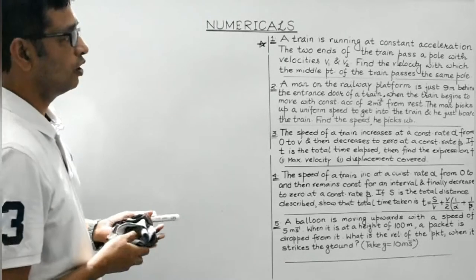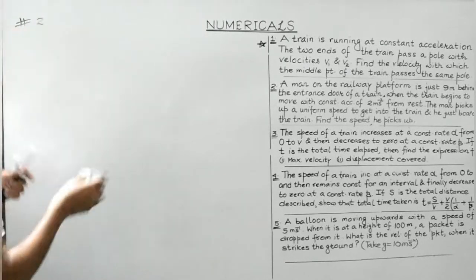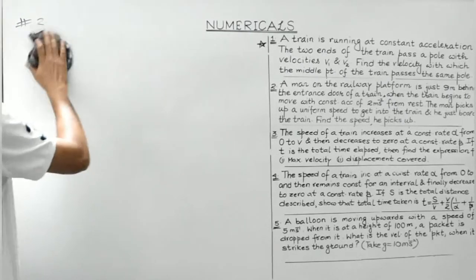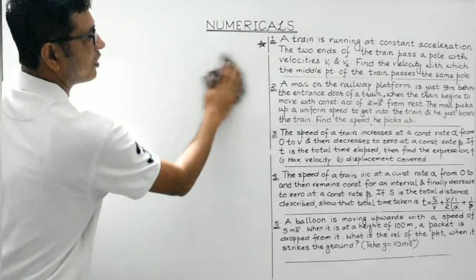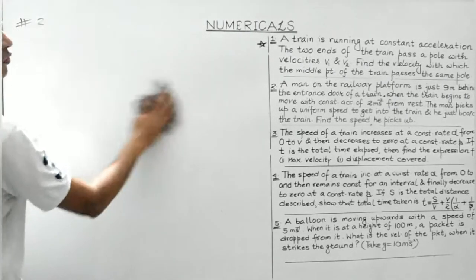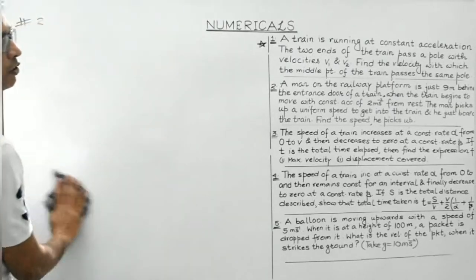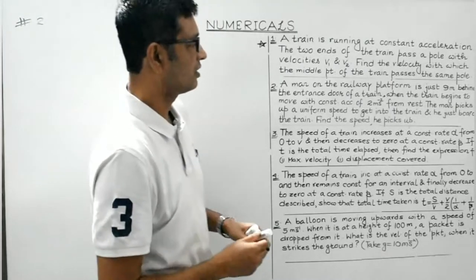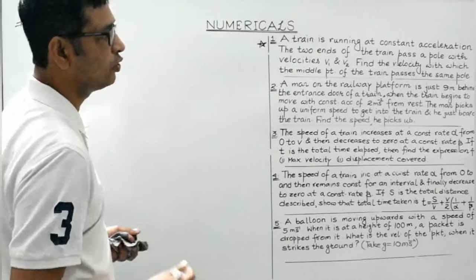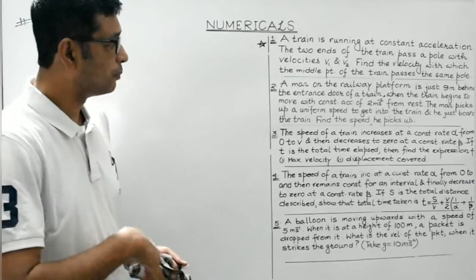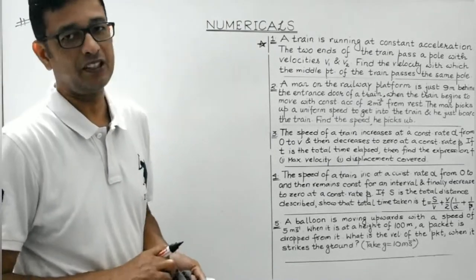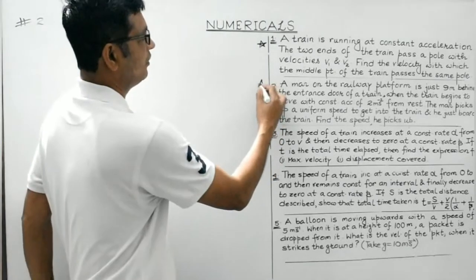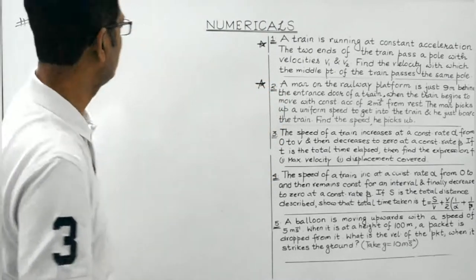A man on a railway platform is just 9 meters behind the entrance door of a train when the train begins to move with a constant acceleration of 2 meters per second square from rest. The man picks up a uniform speed to get into the train and he just boards the train. Find the speed he picks up. This is again a very, very interesting question, right?